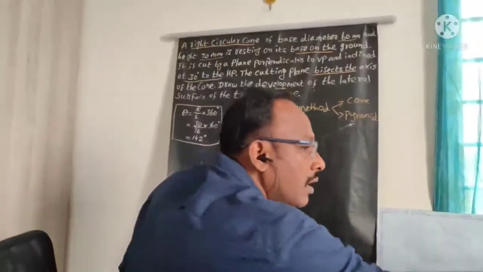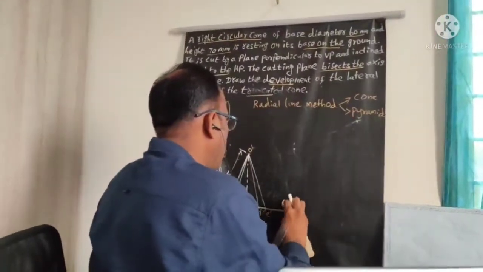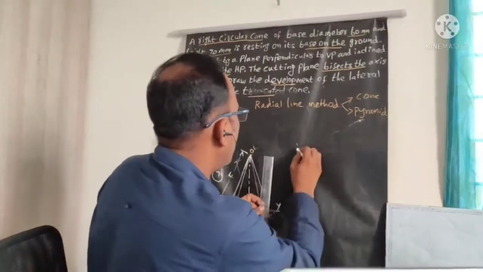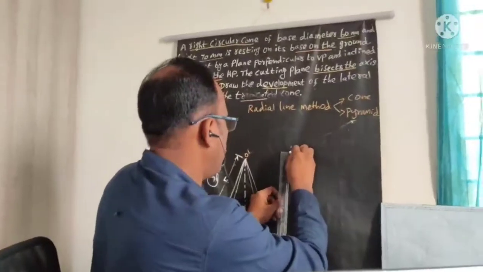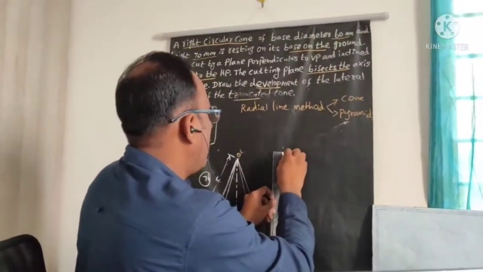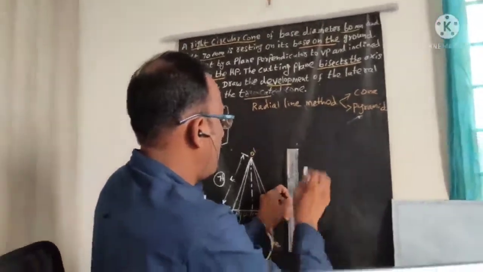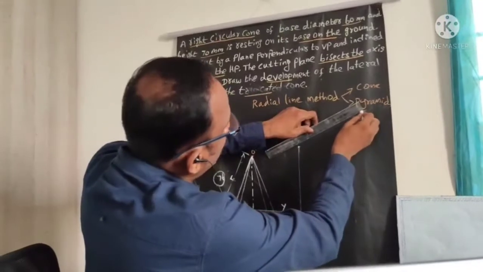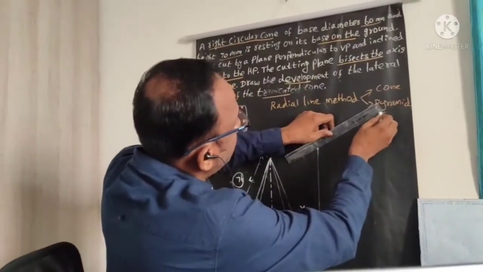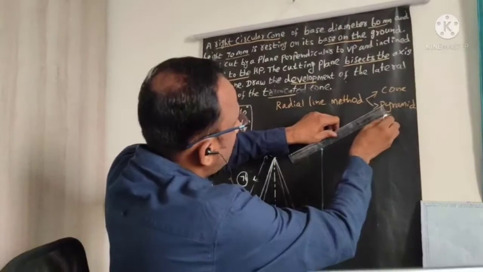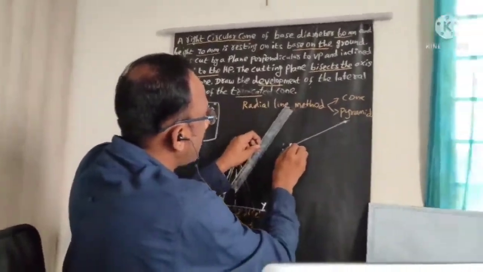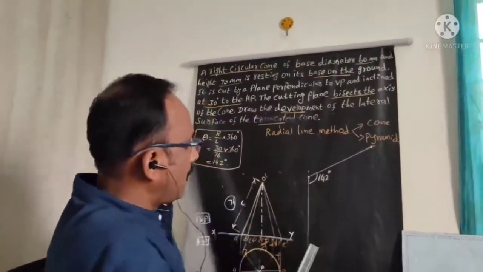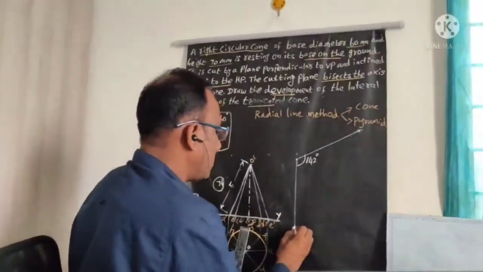I will erase this point because the Y point is not this. I will shorten this. Right. Now I will take this point and draw one vertical line. And using this 142 degree, I will draw another inclined line. Now this angle is 142 degree approximately. Right? Now I will mark these two points.